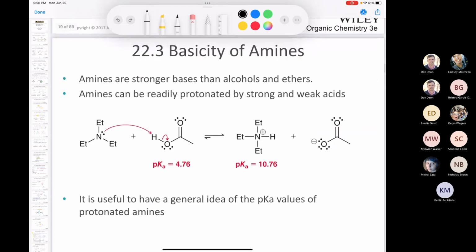Well, let's talk about the basicity of amines, because we talked about how an amine is an organic base. It's not a strong base like sodium hydroxide and lithium hydroxide. However, amines are basic. Take a look at this reaction here. If you look at triethylamine, remember what I called this TEA earlier on? Well, triethylamine can actually rip a proton off of acetic acid to form this triethylammonium ion.